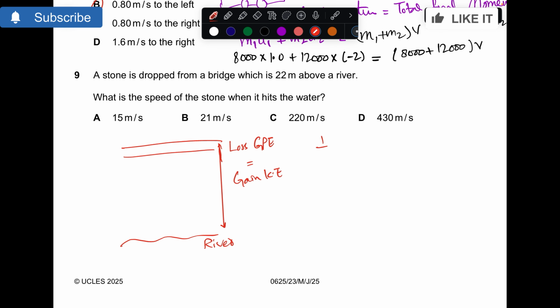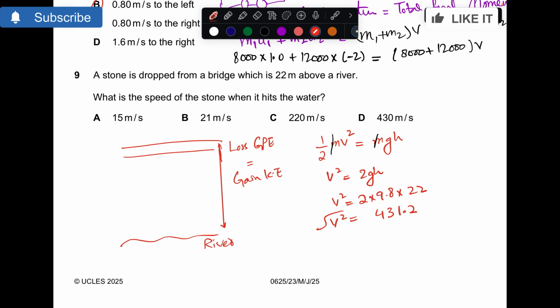So I can write that gain of kinetic energy is equal to loss of potential energy. This m can be cancelled out with this m. V square is equal to 2gh. So v square is 2, g is 9.8, and h is 22. This will give you 431.2, but this is v square, you have to take the square root on both sides to get v. So v will be equal to 20.76 meters per second.